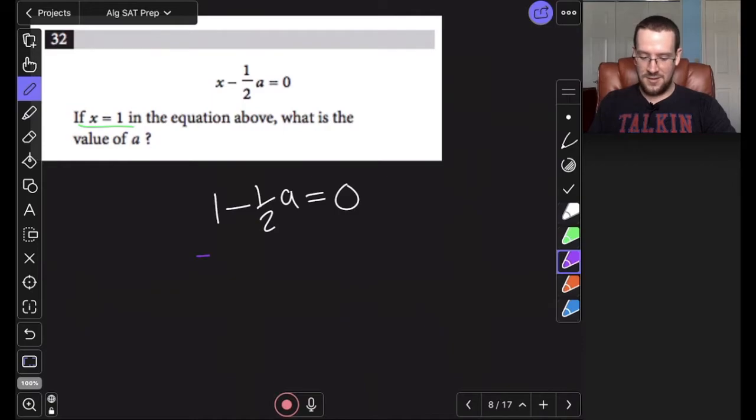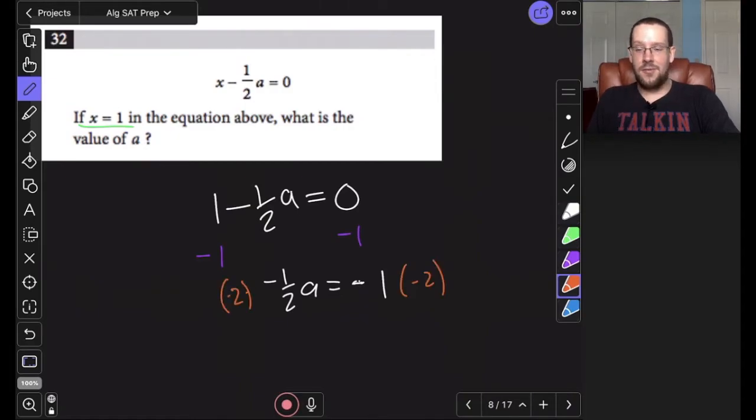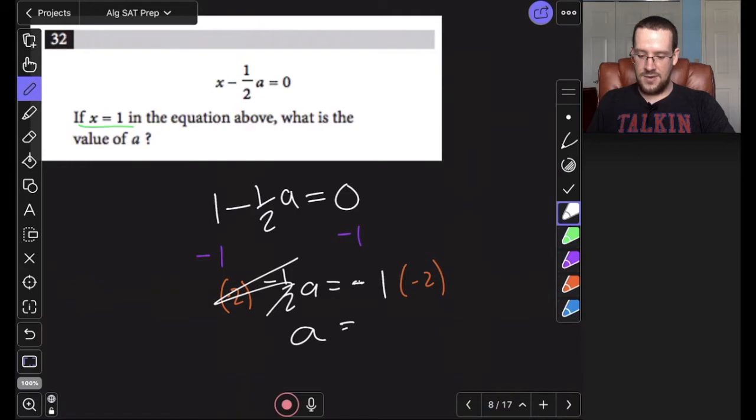Well, I'm going to subtract this from both sides. We have negative 1/2 a is equal to negative 1. Now multiply both sides by negative 2, right? Because the opposite of negative 1/2 is negative 2. So I'm just going to get rid of that. And so these two values cancel out. A is equal to 2. Just the easiest question. Should thank somebody if you get a question like this.